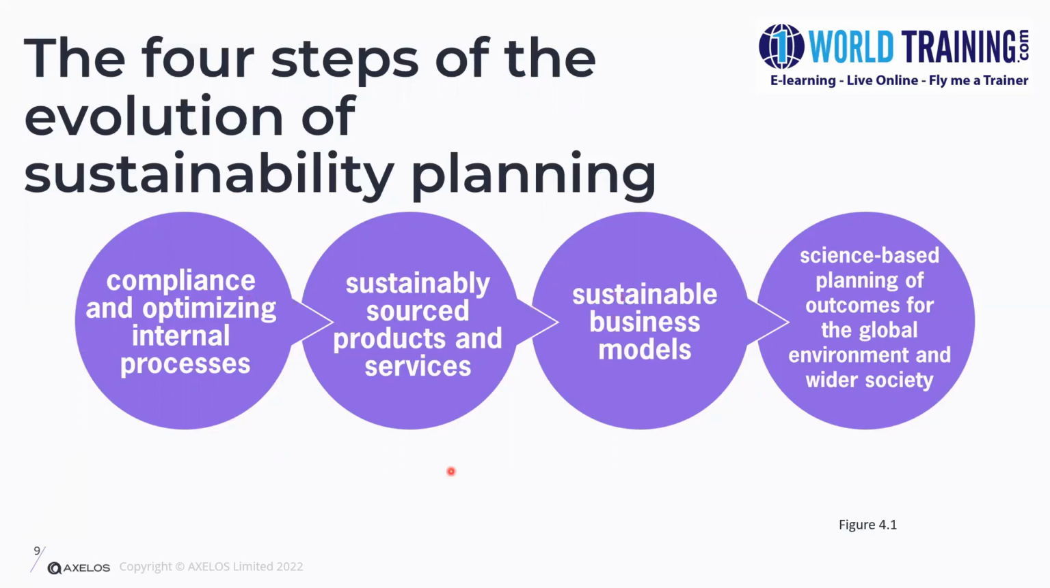So the first 2 evolutions, the compliance and local optimization and responsibly sourced products and services, these are important, no doubt, but they ignore the feedback from other stakeholders in the ecosystem. Therefore, it is essential to evolve towards the 3rd and 4th ways of planning, which are the sustainable business models and the science-based, which is about the sustainable ecosystem. And this is for the mid to long-term sustainability planning.